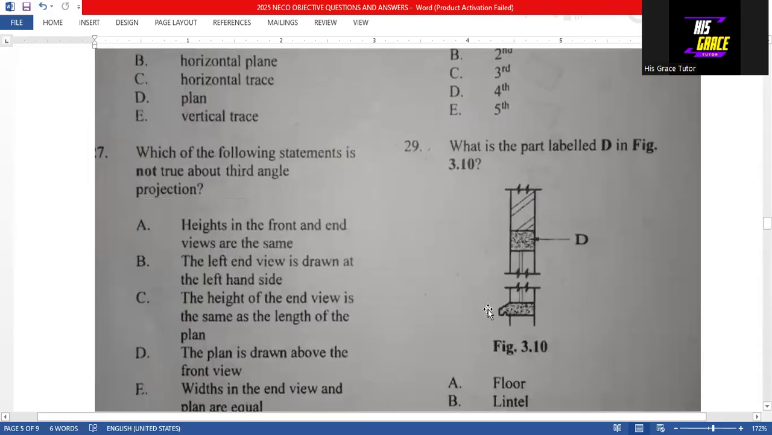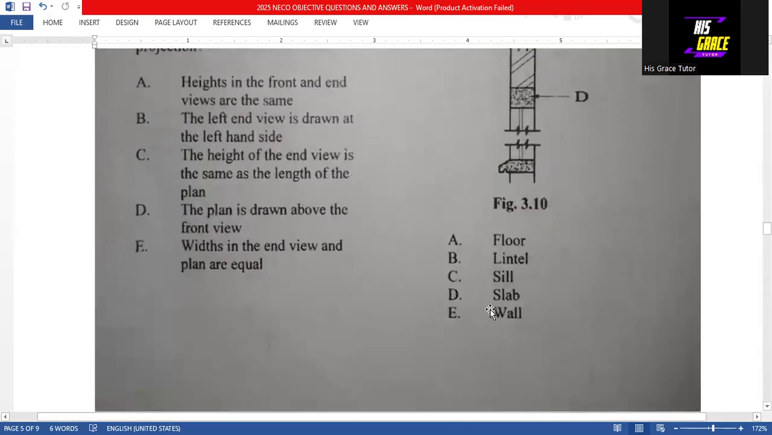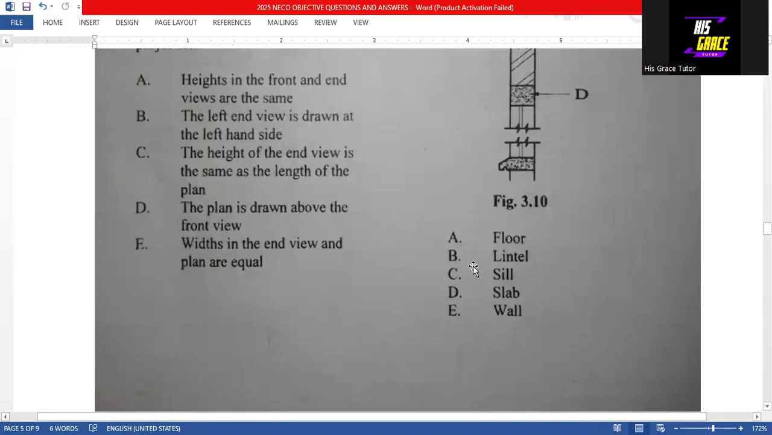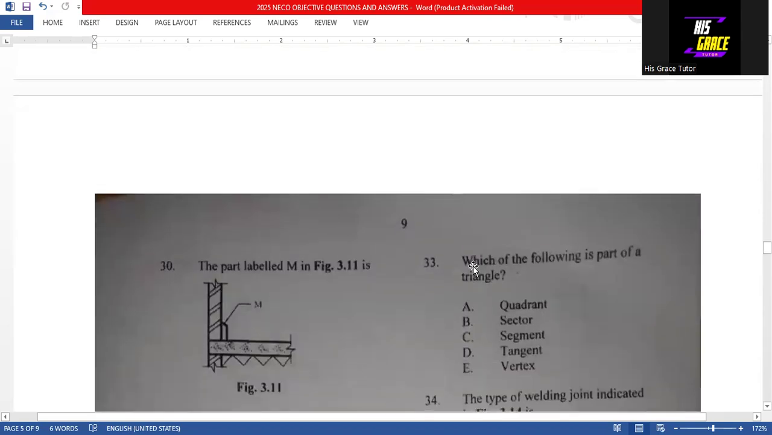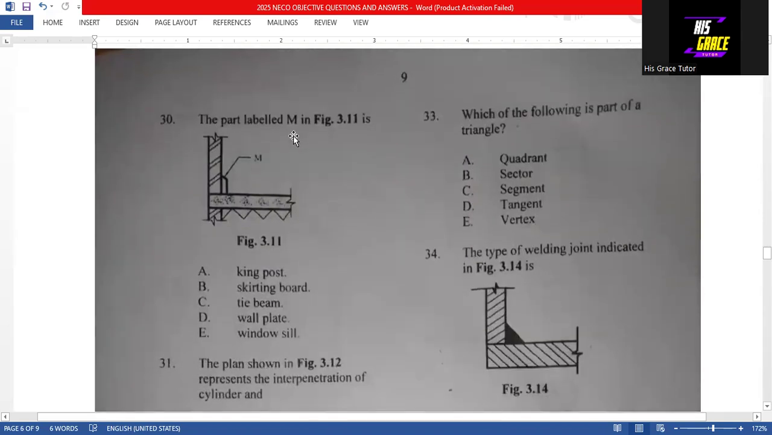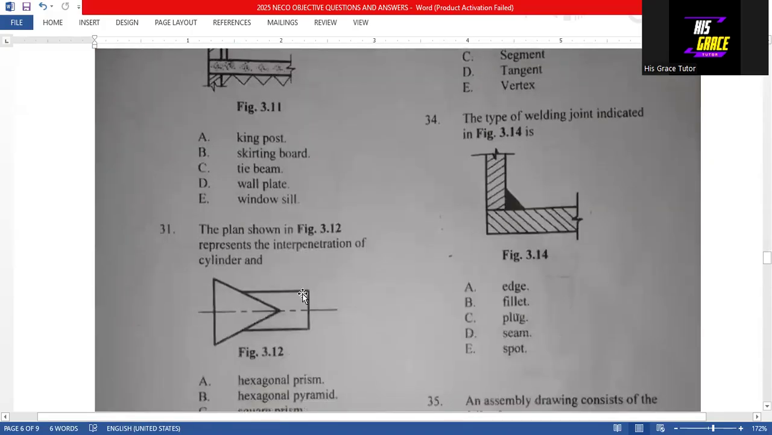Question 29. What is the part labeled D in figure 3.10? The part labeled D is a lintel. That is option B, the answer to question 29. Then going to question 30, the part labeled M in figure 3.11 is a skirting board. That's option B, the answer to question 30.